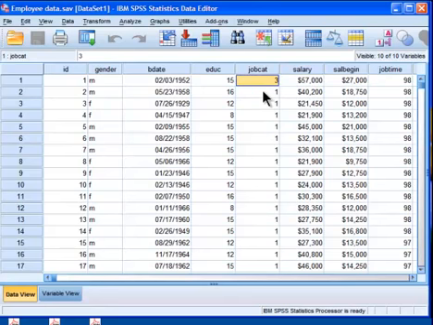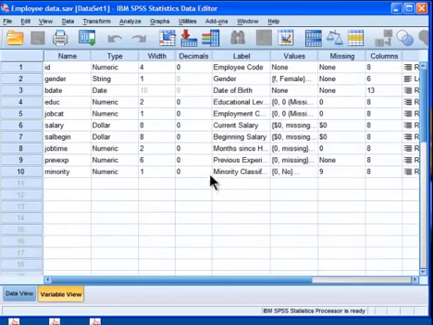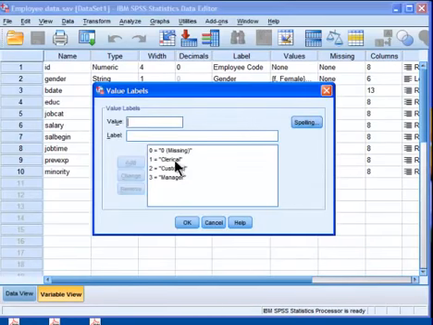If I go into variable view and look at job category, number one is clerical, number two is custodial, or what might be more frequently called maintenance today, and the third category is manager. I suppose we would hypothesize that the managers earn more money than clerical and custodial, but one question would be, does the custodial group earn more than the clerical group?